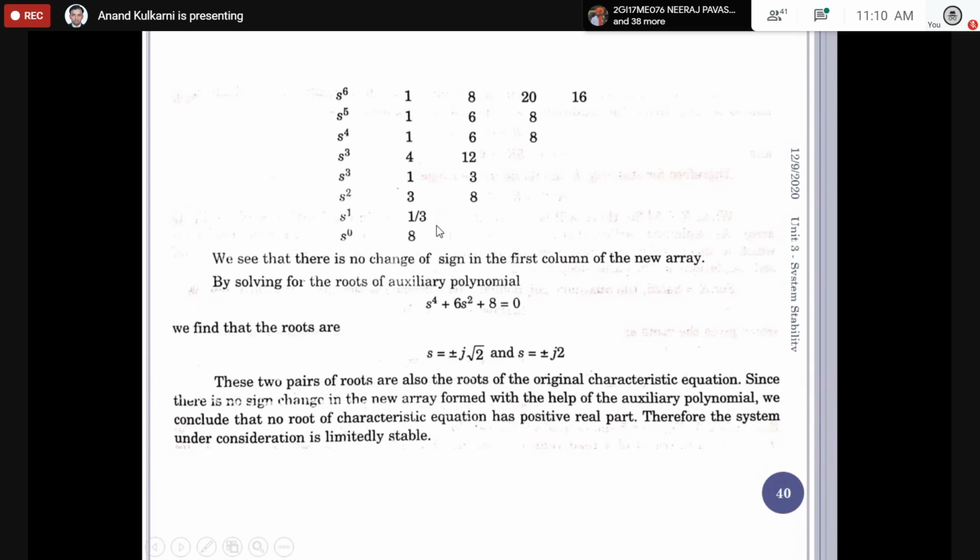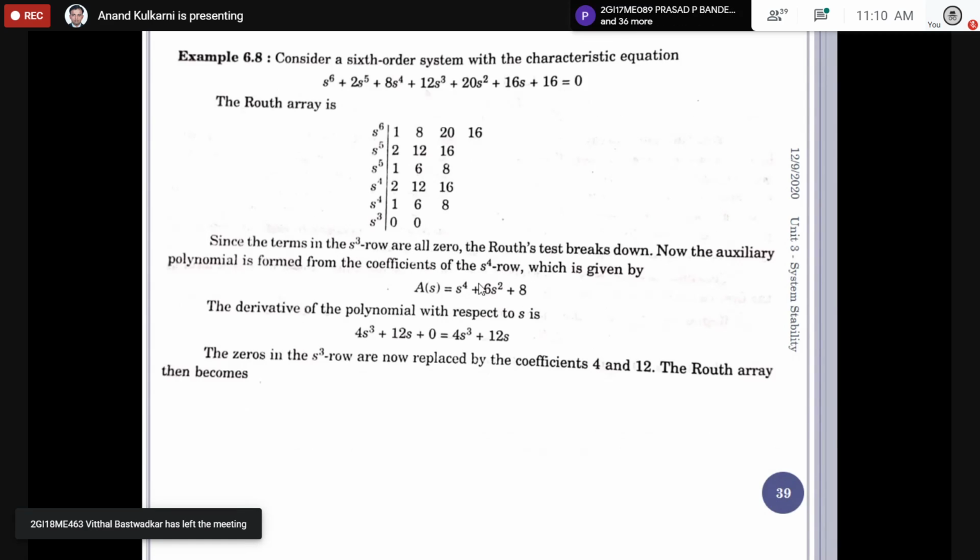Now see the first column elements of the Routh array. All the first column elements of the Routh array are positive. That doesn't mean the system is stable. Here there is a catch. Why it is not stable: one of the rows has already become 0. One of the rows has already become 0 means the system may or may not be stable. So you have to proceed further.